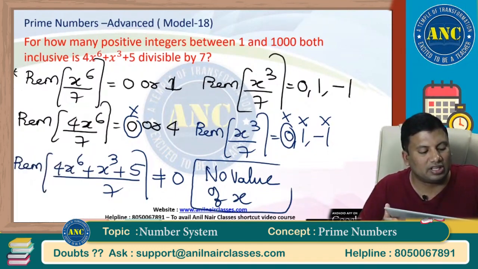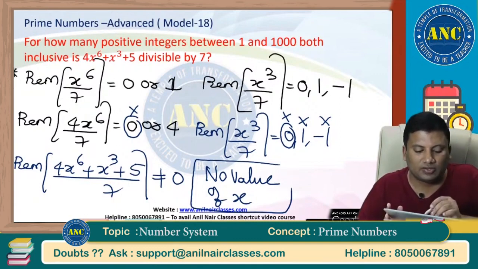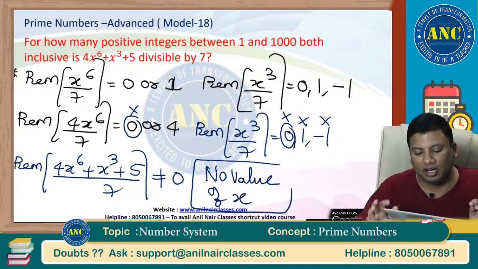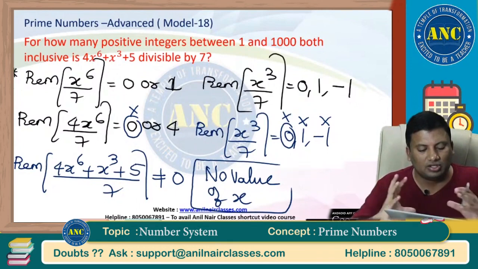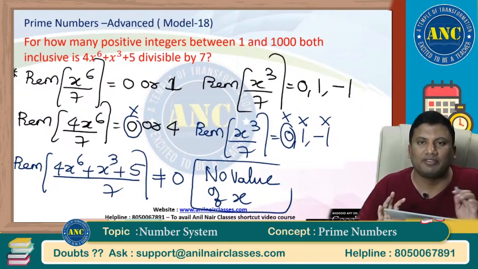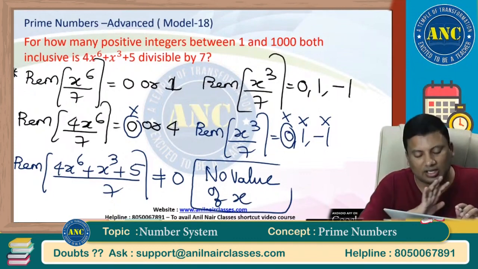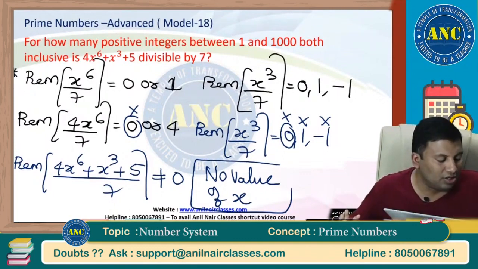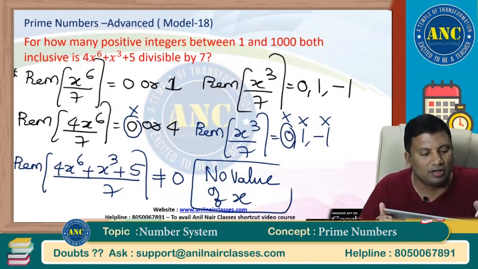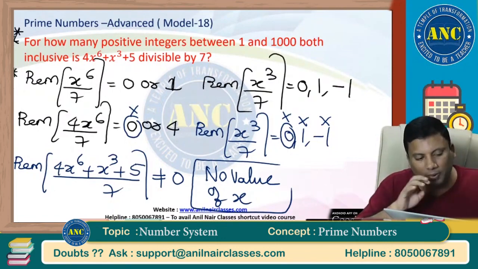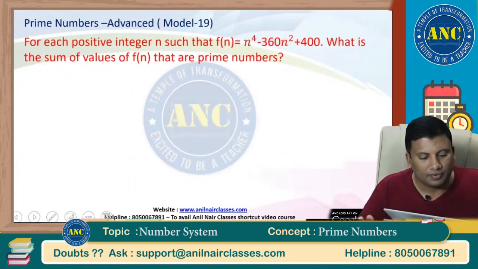x power 6 divided by 7 is 0 or 1. x cube whole square is x power 6, so x cube is 0, 1 or minus 1. Just I added: 0 plus 0 plus 5, 5. 5 divided by 7, remainder not 0. 1 plus 5, 6, not divisible. None of them is giving you remainder 0. Good question. Model number 18. You don't need to refer to any textbook other than my course. The most comprehensive content. Next one.